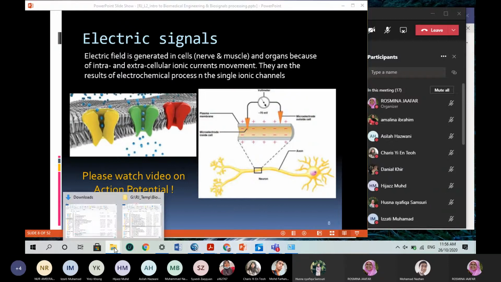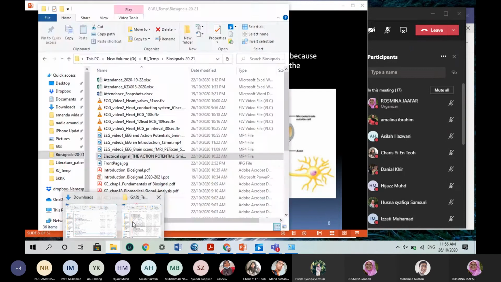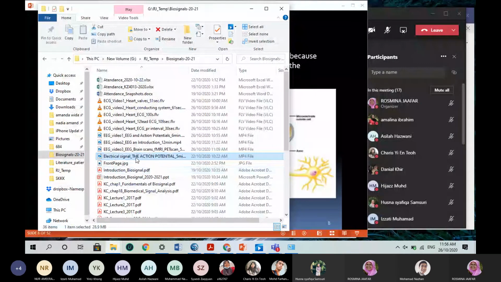Action potential, because that is the basics of electric signal propagation in our body.